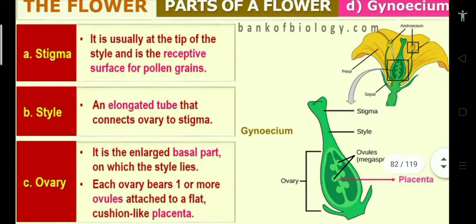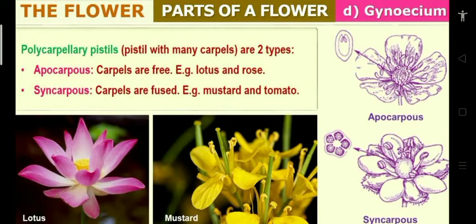The ovary has an ovarian chamber or ovarian locule. Within it, a cushion-like structure is there, called the placenta. Look on the screen. On the placenta, ovules are present. Ovules are nothing but megasporangia. Sometimes one ovule, sometimes many ovules are present. One ovule, for example, mango. Many ovules, orchid, watermelon, etc.